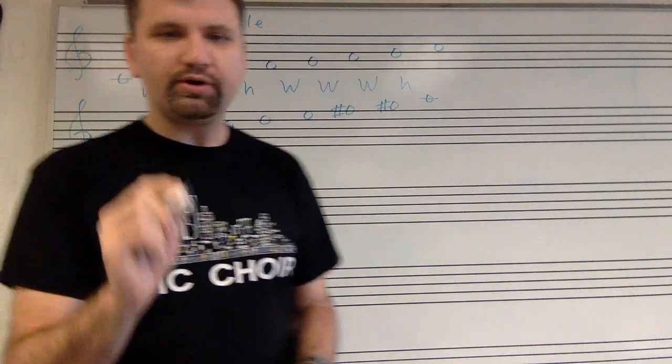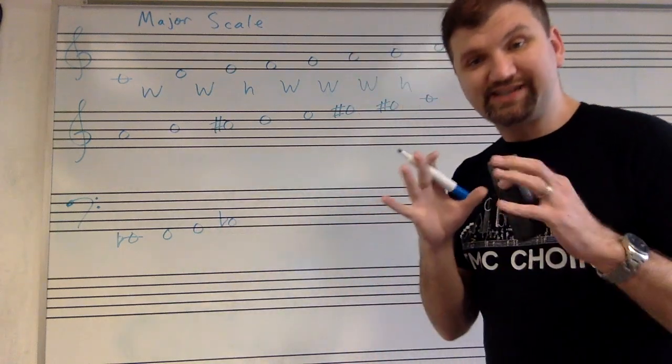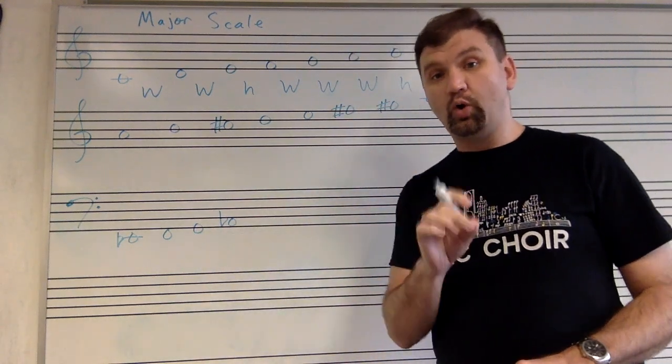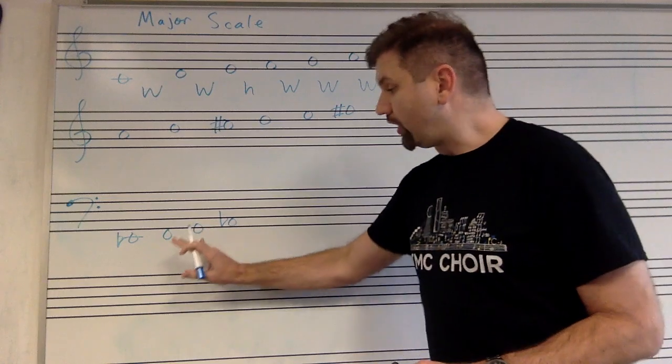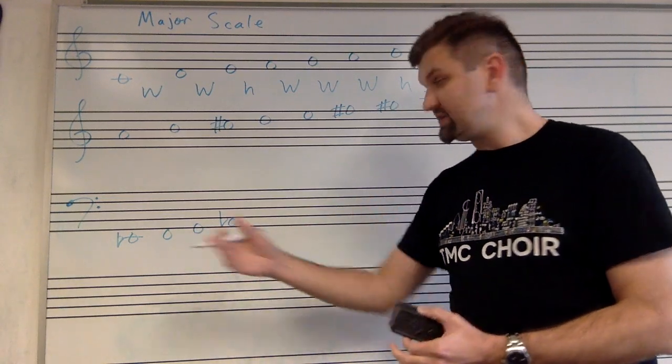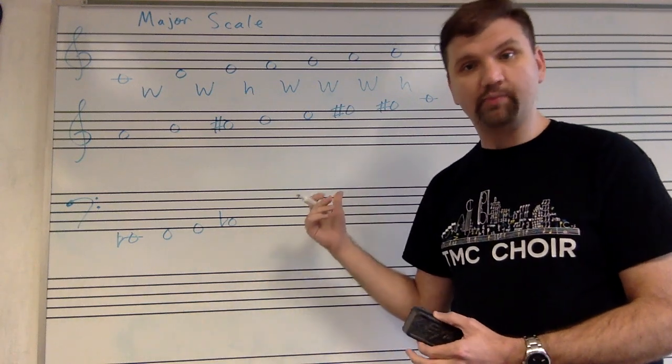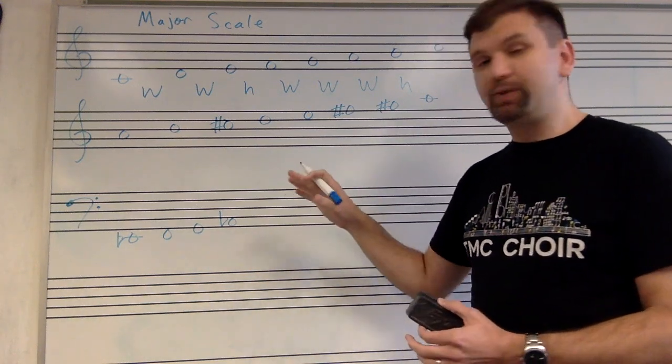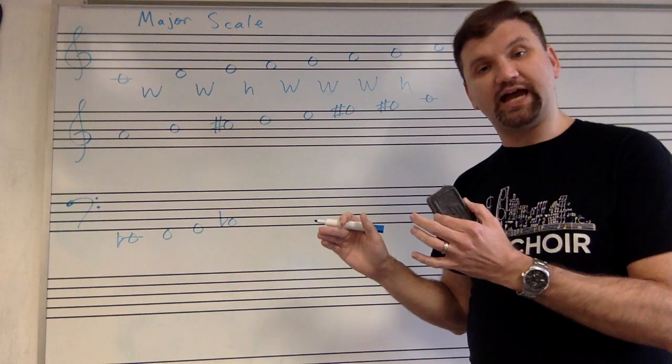This is a very important concept to get down. Because we use each letter once and only once, when we've already used G, we can't use G again in the same form of the scale. On our way up, we can't use G twice. So we have to use an A flat.